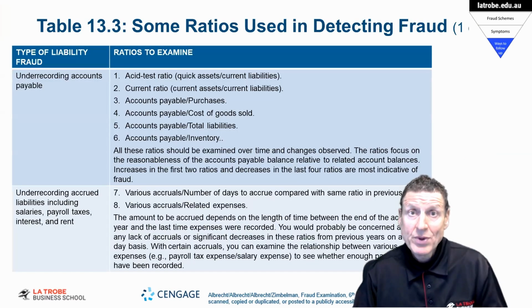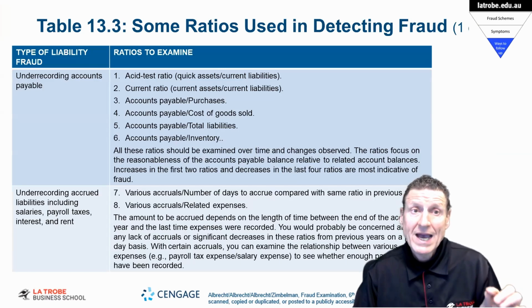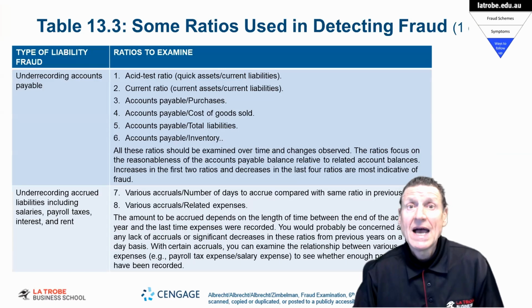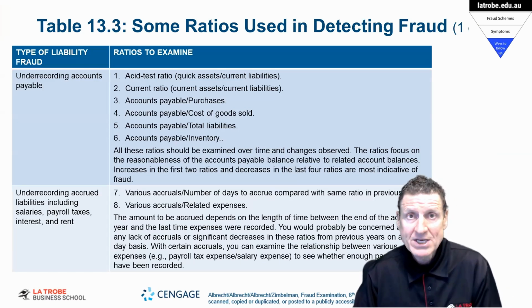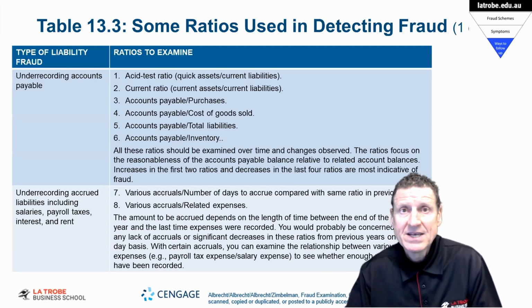Table 13.3 again looks at ratios used in detecting fraud. And this goes over 2 slides, so we won't look at all the ratios. But when we are under recording accounts payable, then any of the accounts related ratios are going to be important to examine. And you can have a look at how the ratios have changed over time, or how the ratios should look compared to the industry standard.